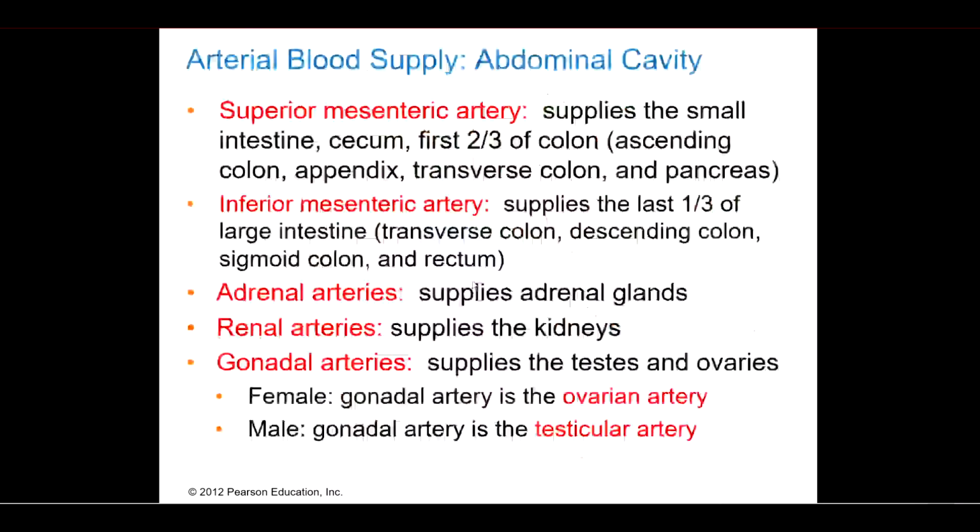This is the superior mesenteric. Now the superior mesenteric supplies blood to all of the small intestine and the beginning part of the colon, like the cecum, the ascending colon, the appendix, probably about half of the transverse colon, and then the pancreas.